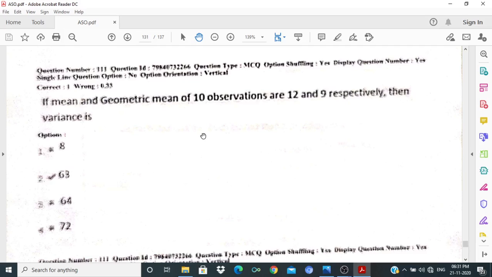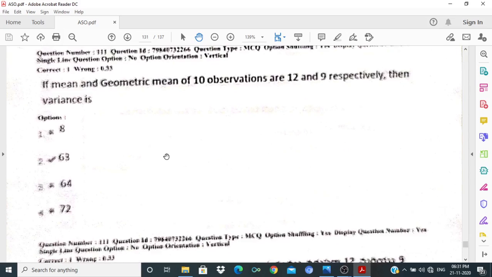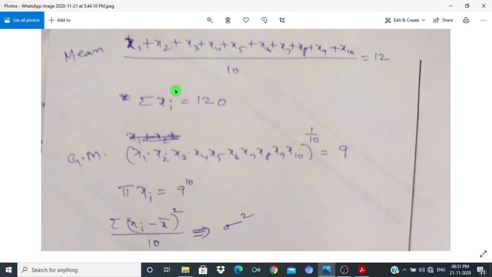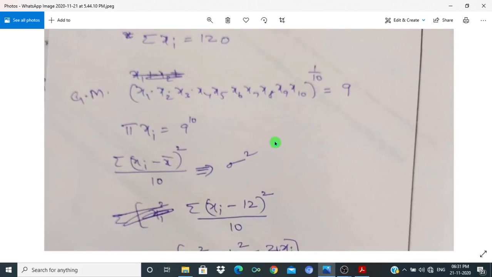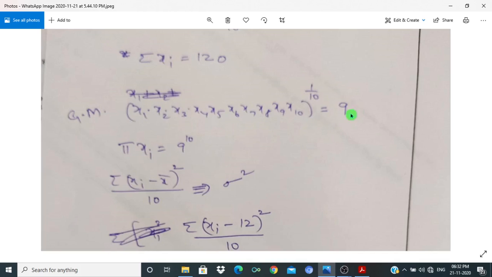The mean and geometric mean of 10 observations and 12 observations are 9 respectively. Then the variance is, they have given 63 as the answer. I tried this. From the given data, mean is equal to 12. Mean of 10 observations, X1, X2 to X10 by 10 is equal to 12. Sigma Xi is equal to 120. Geometric mean, they have given 9. This is the formula for geometric mean. This gives us pi Xi is equal to 9 power 10.